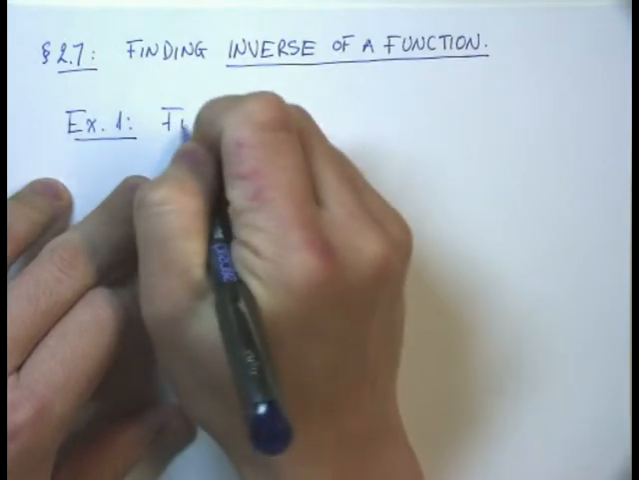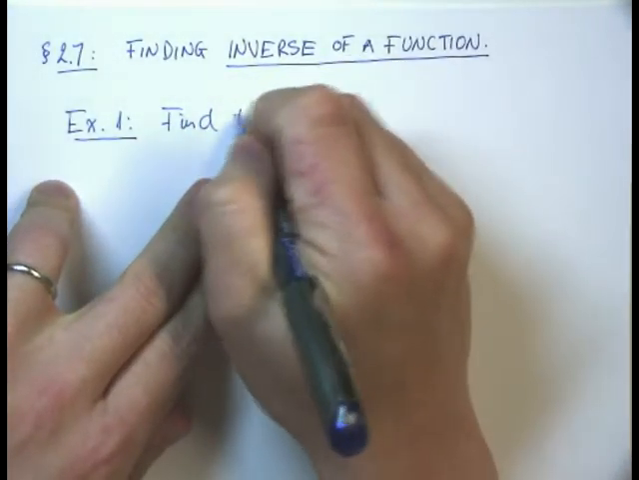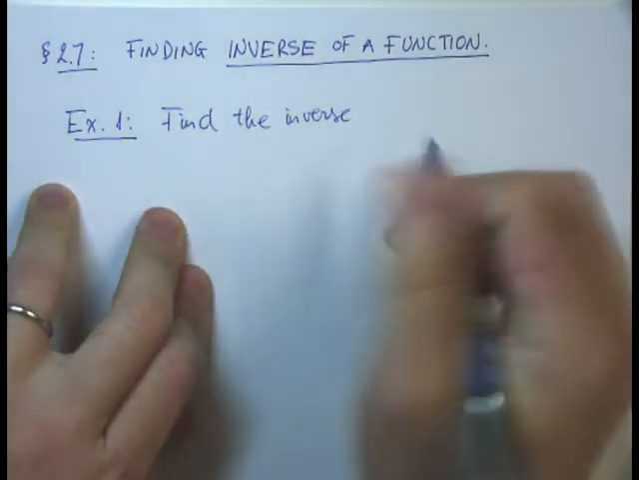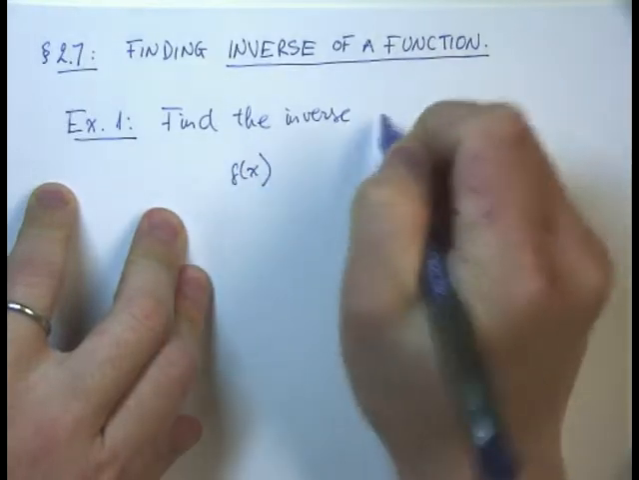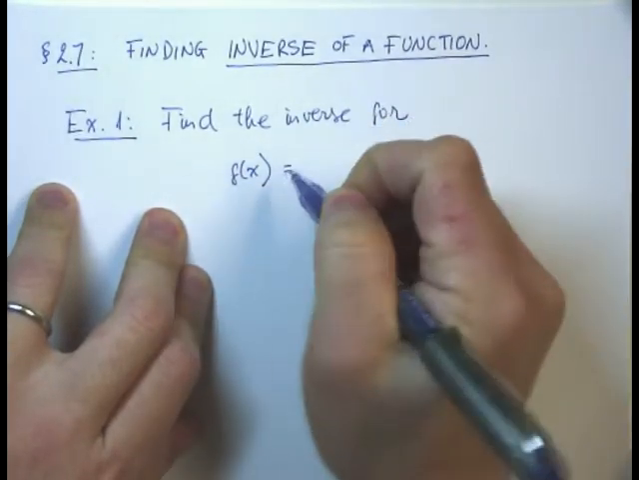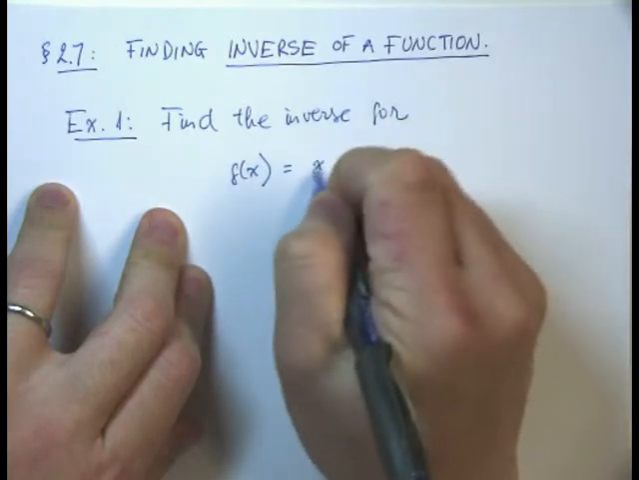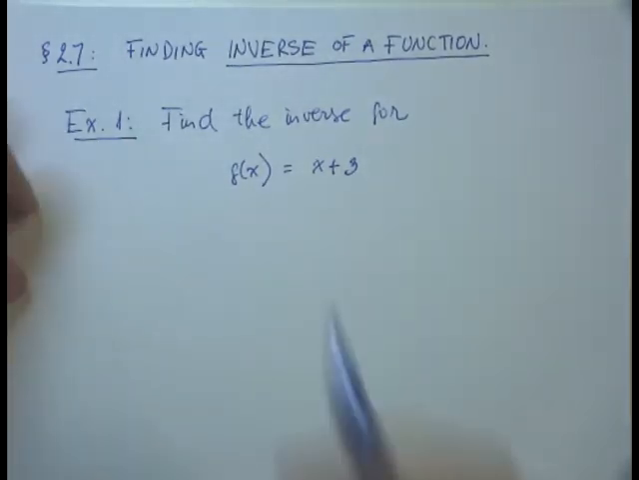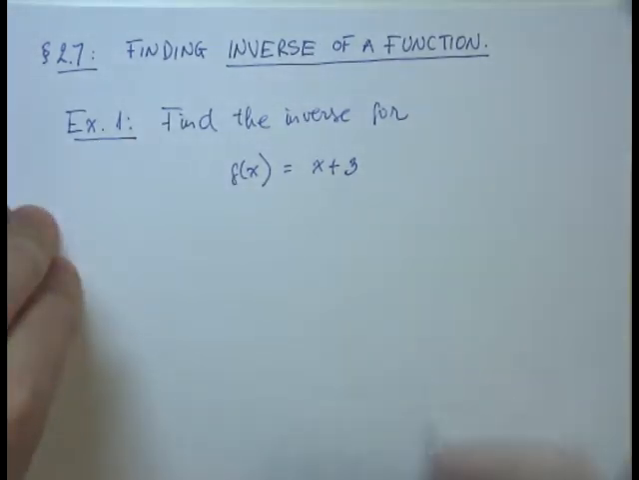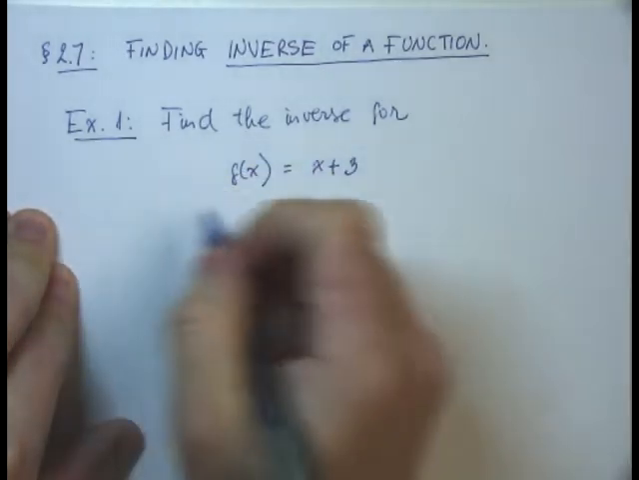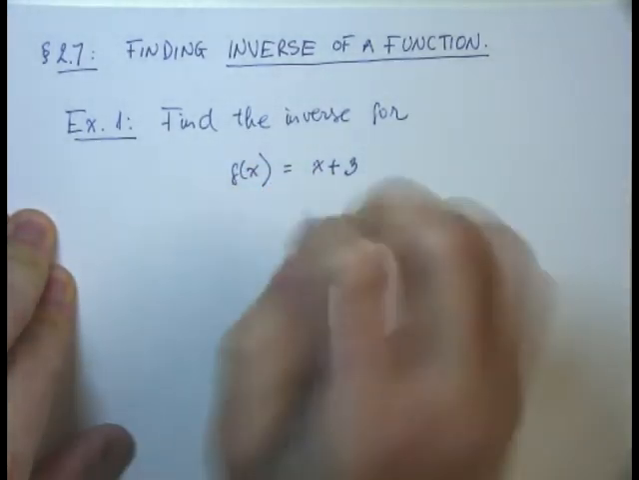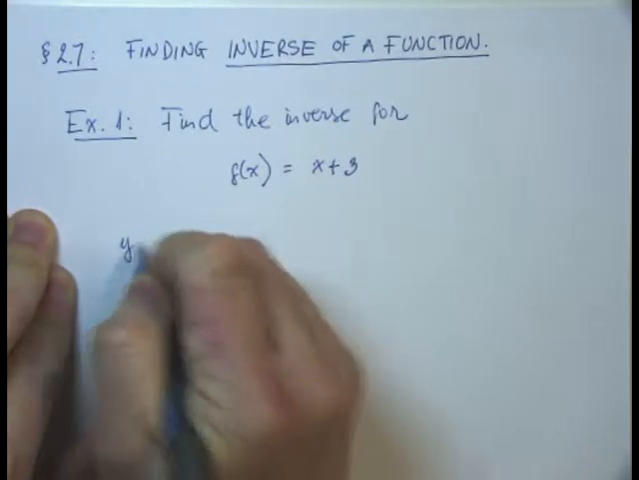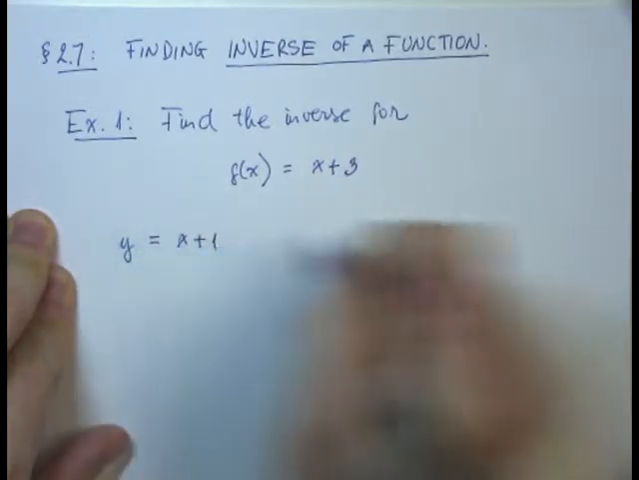So in my example number 1, let's say we want to find the inverse for f of x equals x plus 3. Step number 1, as I mentioned in class, we are always going to replace the f of x notation by the letter y. So here my equation becomes y equals x plus 3, and this is the end of step number 1.